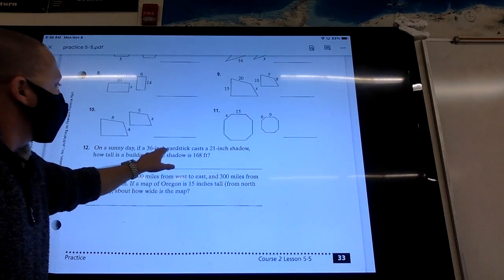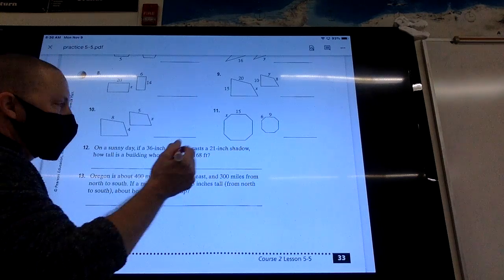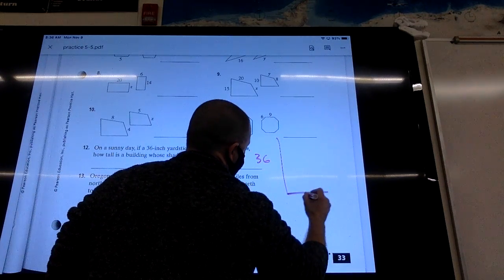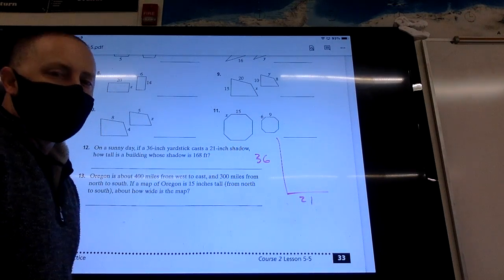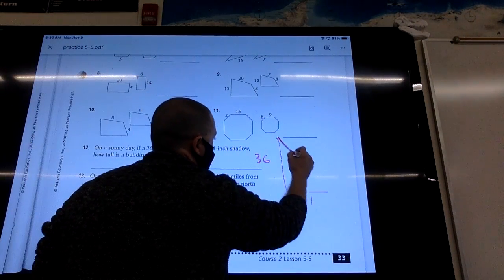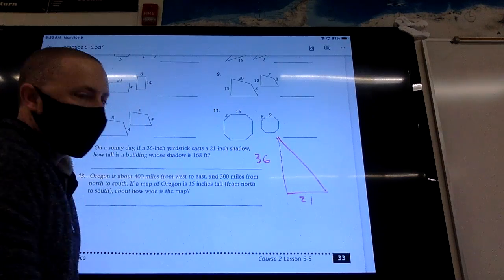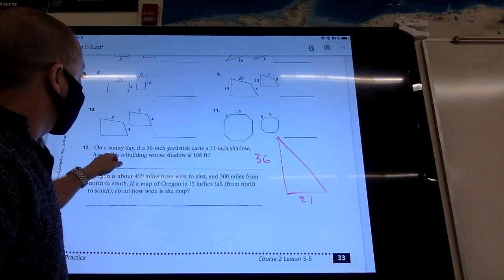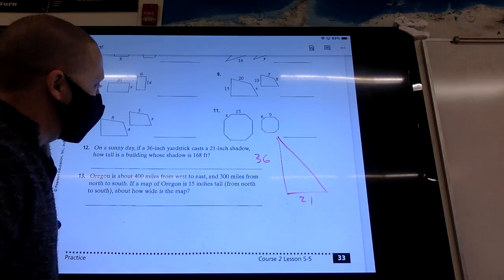On a sunny day, if a 36-inch yardstick casts a 21-inch shadow, so 36-inch yardstick, 21-inch shadow. At this point, your mind should be going, hey, if I took both those little segments and connected them, I got a triangle. All right, I know my drawing skills are amazing. So then it says, how tall is the building whose shadow is 168 feet?